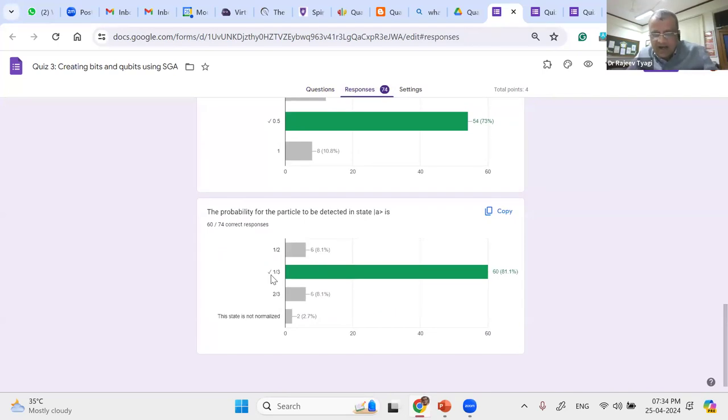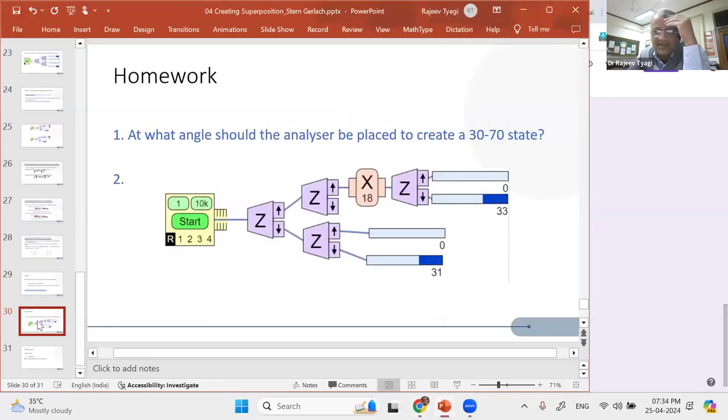Oh, this is a tick mark. It appeared like an under root and it confused me. But 81% of the people have got it right. So back to this, this is the homework.